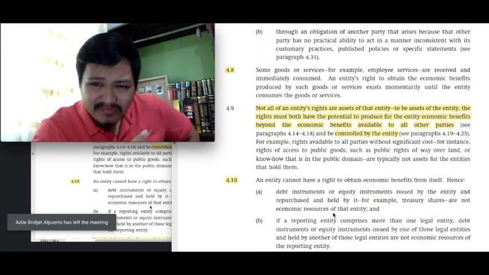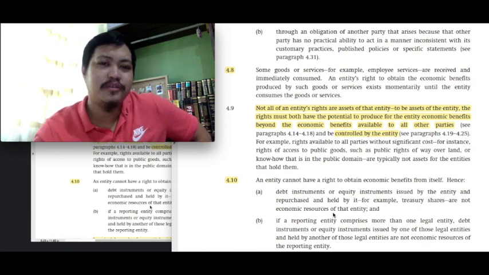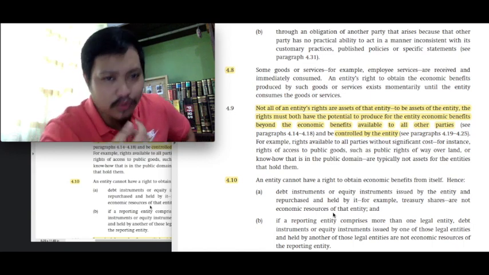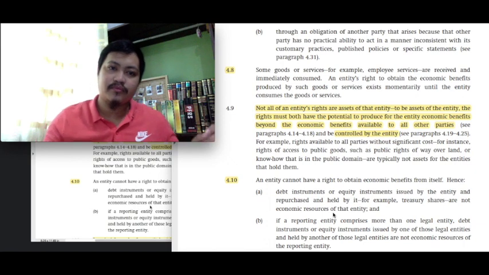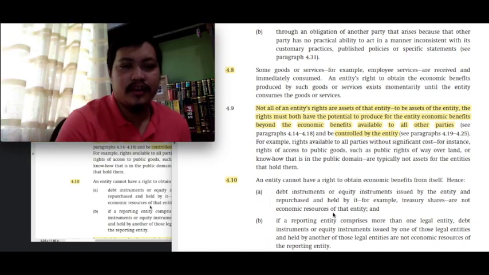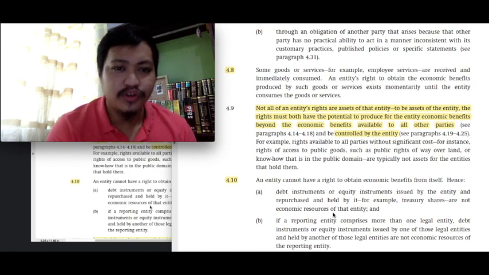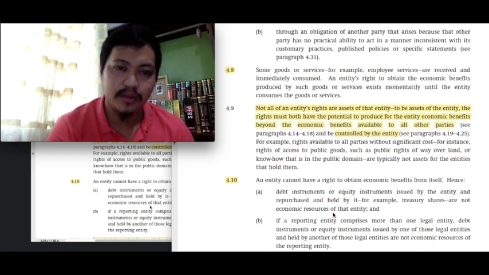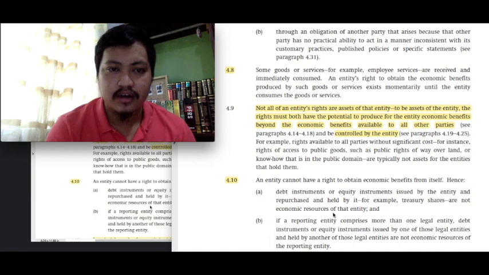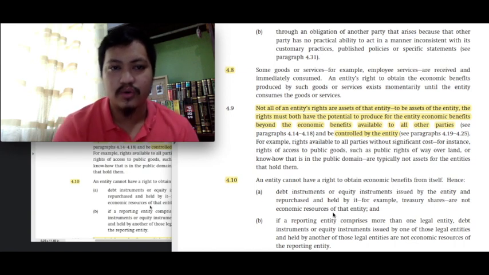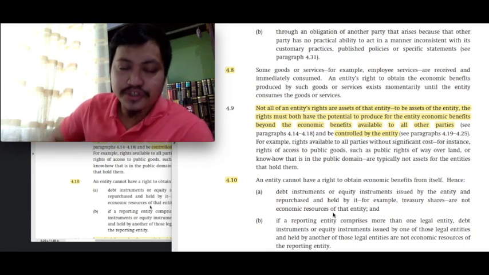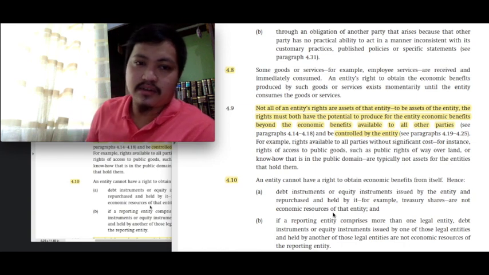Now, class, nowhere in the framework can you find a mention of ownership. But a very common way of approaching an asset is to link it with ownership. As far as the framework is concerned, ownership is not the test for an asset. You do not have to be the owner for a right to be considered as your asset. What is required here is control. That's a very important concept. Ownership is not the requirement. It is only control.